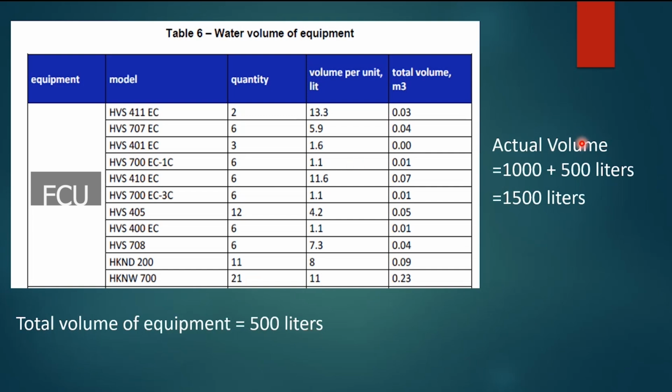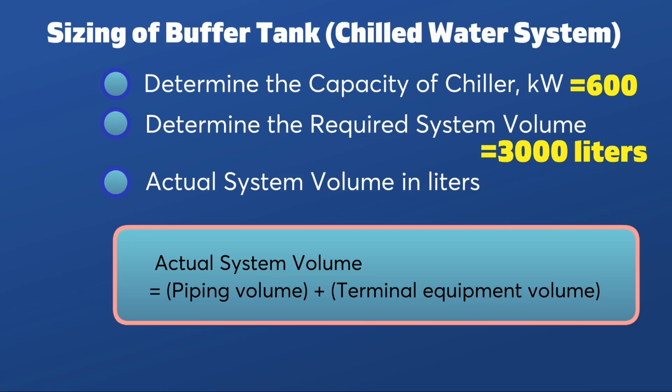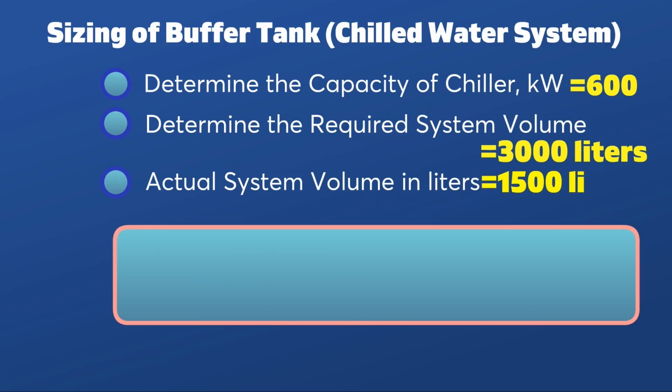So the actual volume will come to 1000 liters for the piping and fittings and 500 liters for equipment. So in total it comes to 1500 liters. This is for example purpose only. Let's say the actual system volume comes to 1500 liters.